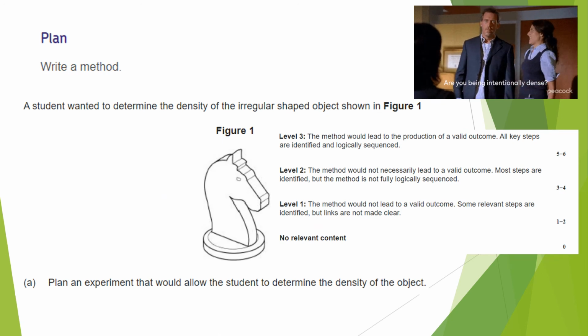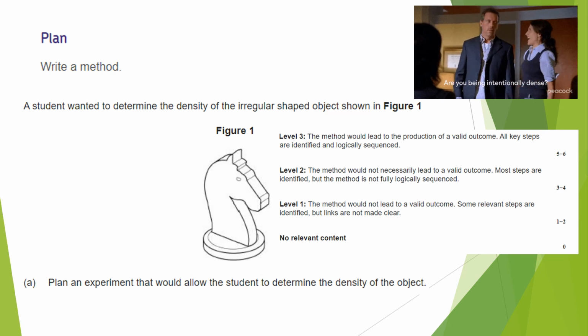The final command word that I'm going to look at today is plan. Now, write a method. That's what plan means. And often students get caught up with this. Oh my goodness, we need to put all the equipment down, we need to do all of this, we need to say exactly what we're doing at each stage. No, you don't get marks for saying, I'm going to collect the equipment, or, these are the equipments we need, and you listing all of them in a list before you talk about the method. You don't get marks for that, necessarily.